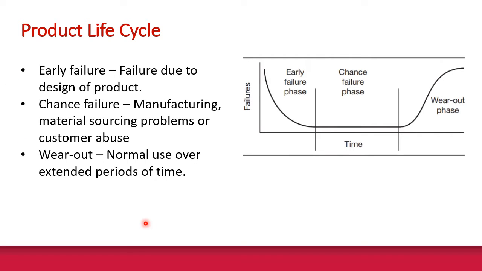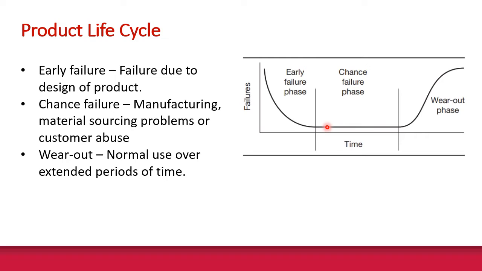So in order to understand reliability and maintainability, it's important to understand product life cycle. Early on, when products are manufactured, you tend to have a lot of failures really early on, basically just due to design problems. The products aren't exactly designed correctly. There are flaws in design, so you get a lot of early failures when you're initially developing a product.